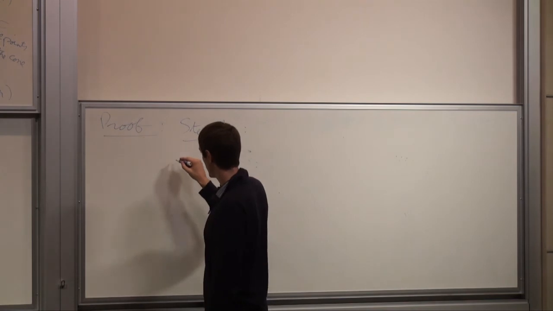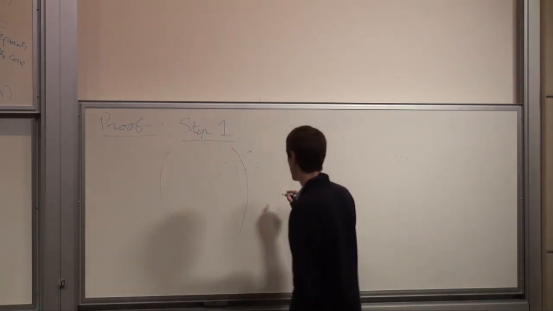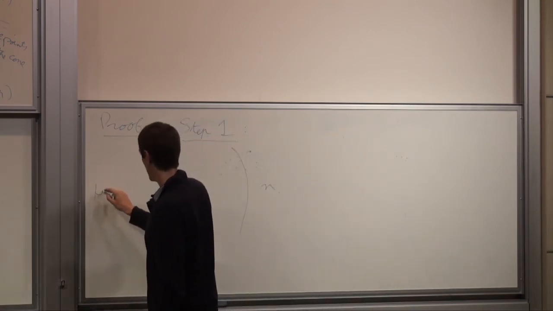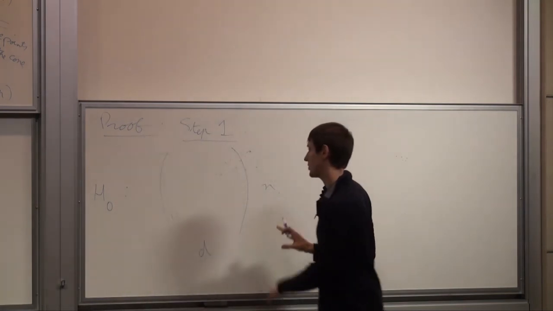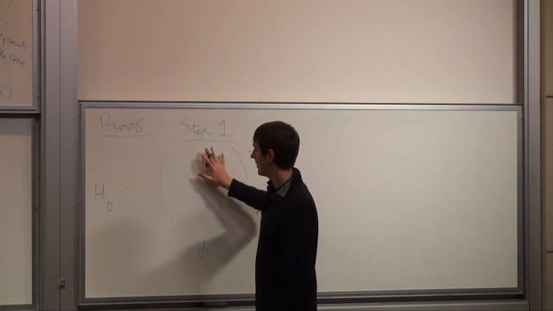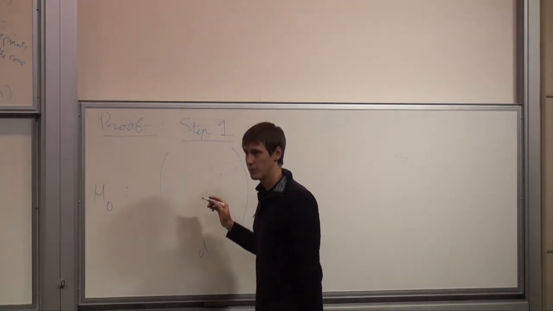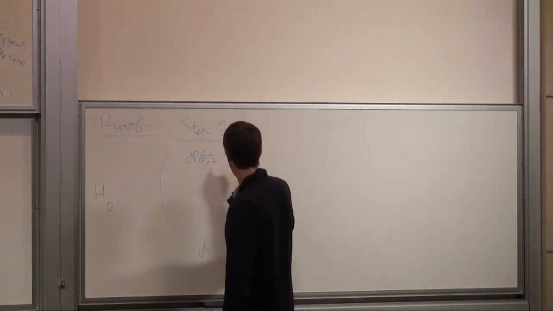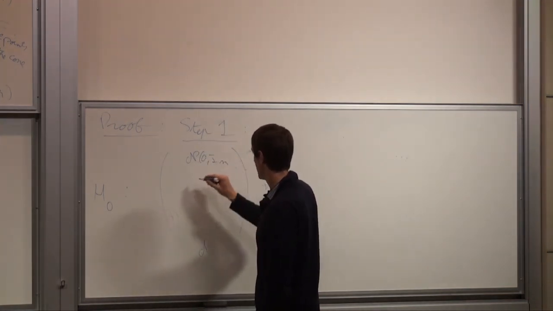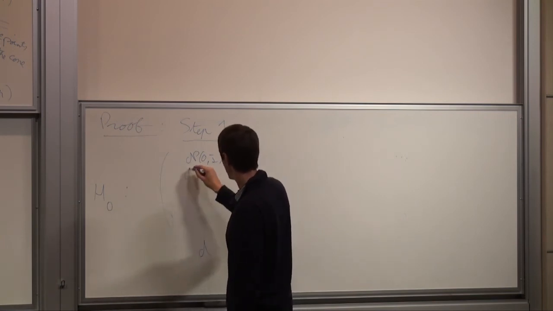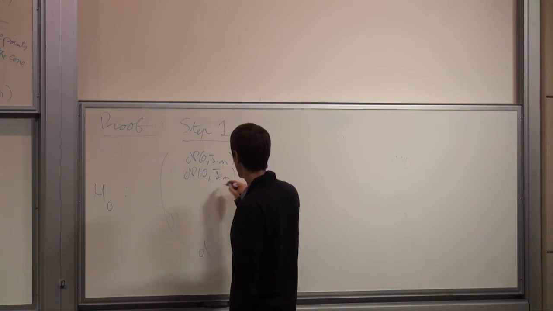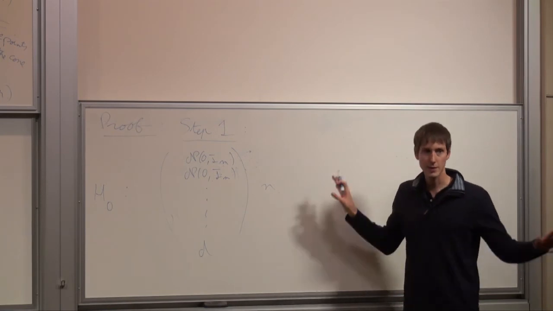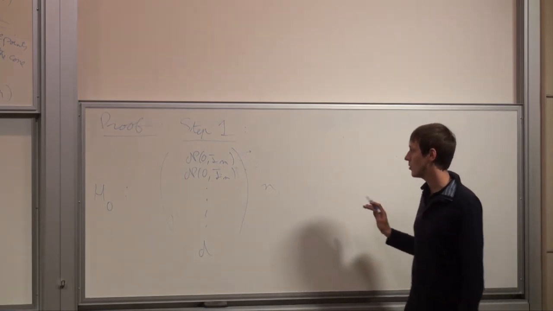So my observation is going to be a big matrix of size n by d. Under the null, all the entries are N(0,1). Let's say here I have an N(0, I_d) row, second row N(0, I_d), etc. And every row is independent. That's my null. So I have N(0,1)s everywhere, and they are all independent.